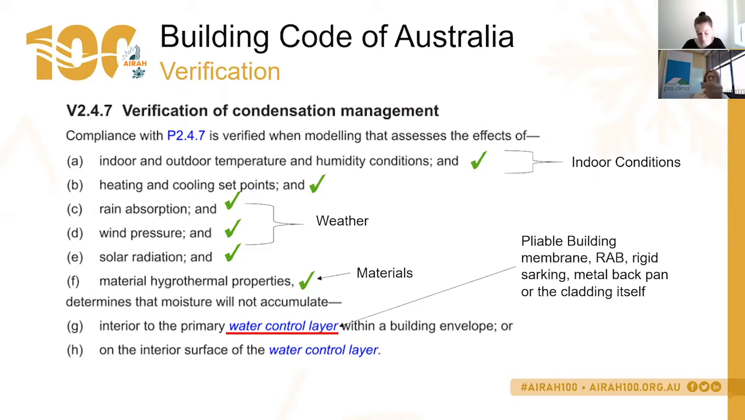And that water control layer can be defined as a pliable building membrane, so a sarking type material. New products come onto the market like RABs, fiber cement RABs, rigid sarking materials, which may be exterior grade gypsum boards, metal back pans, which are generally bad news for trapping moisture in the construction system, or it could be the cladding itself in a face sealed style system. But either way, you should not trap moisture within that construction system.